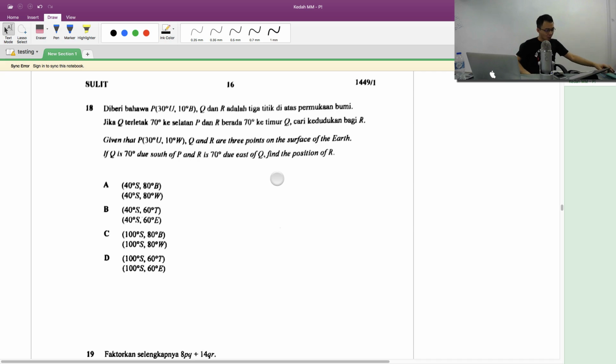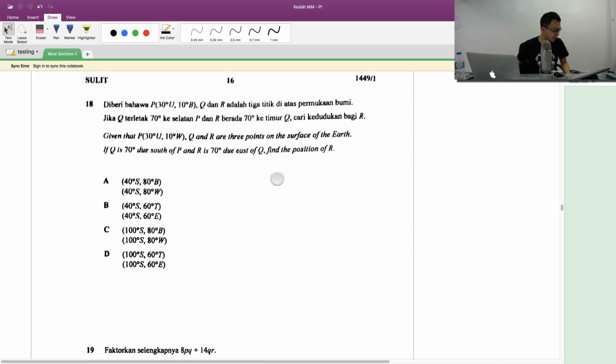To 18. This is the Earth. It's given that P, Q, and R are 3 points on the surface of the Earth. What do they want? If Q is 70 due north of P, and R is 70 due west of Q, find the position of R.